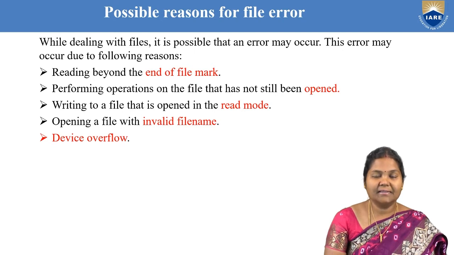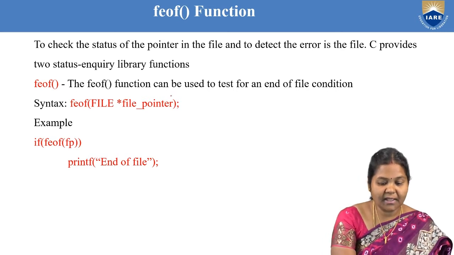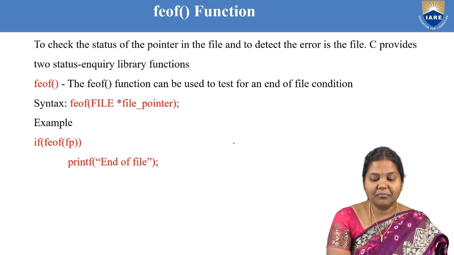Now if you get errors, what functions are available to know what type of error has occurred and how to overcome it? There are two important functions: the feof function and the ferror function. To check the status of the pointer in the file and to detect errors in the file, we use these two functions. First, feof: EOF stands for end of file detection. This function checks whether you have reached the end of the file or not, so it can be used to test for an end of file condition.